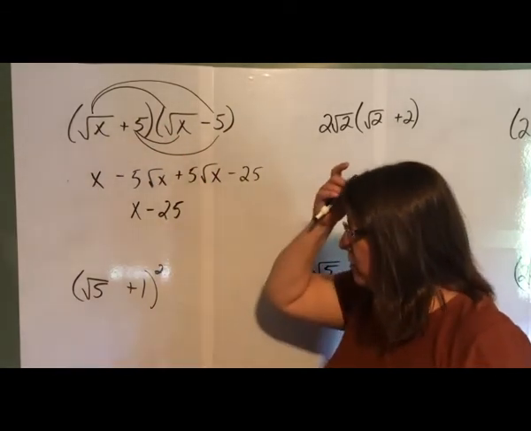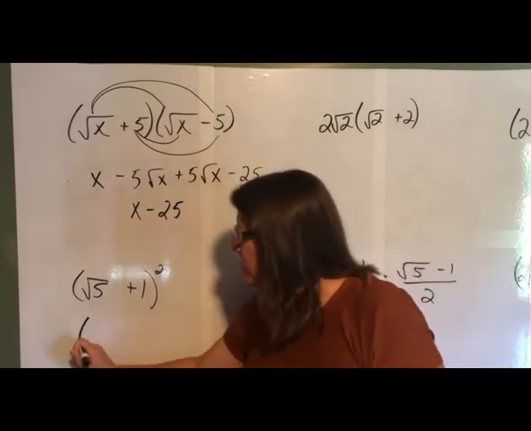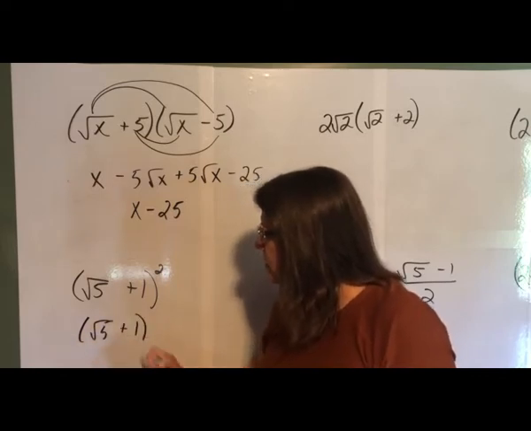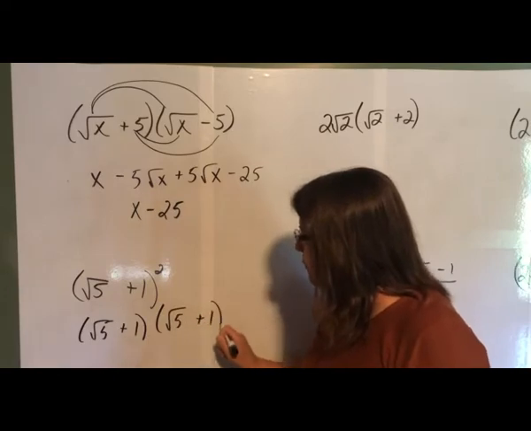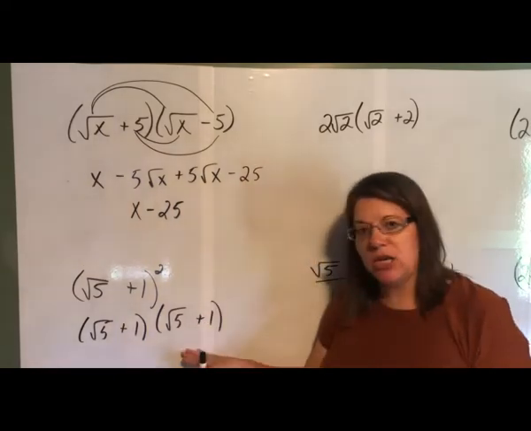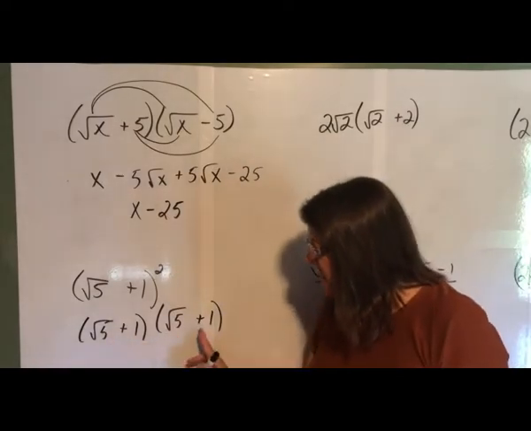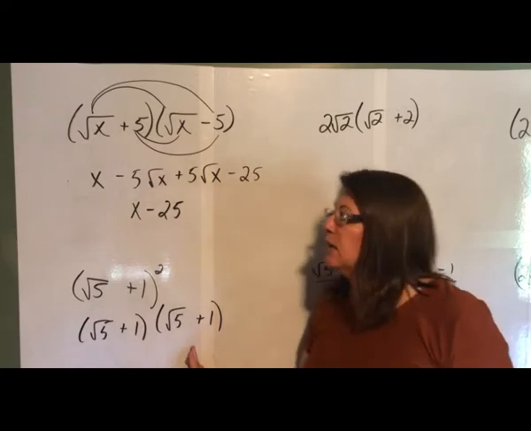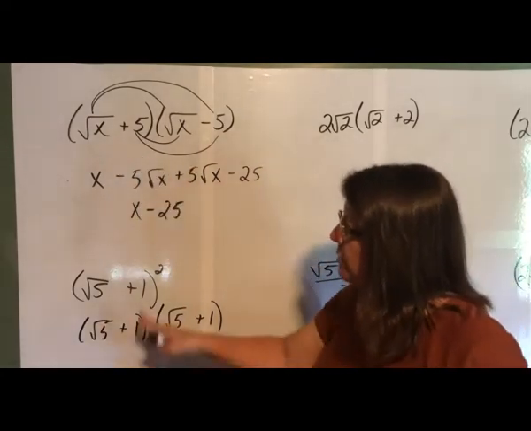Square root of 5 plus 1, squared. Well, if you think about your knowledge from algebra, the square root of 5 plus 1 squared means we write it down twice and then we FOIL. Now, are these conjugates? They are not, because one's plus and the other one is plus. They are not opposites, okay? Conjugates have opposite signs.